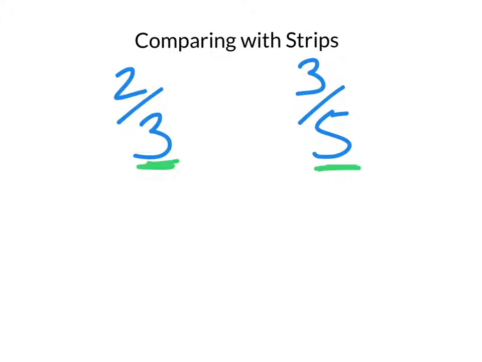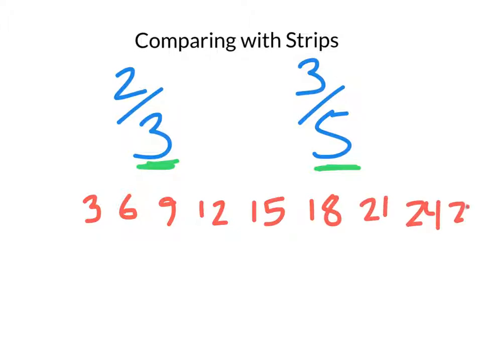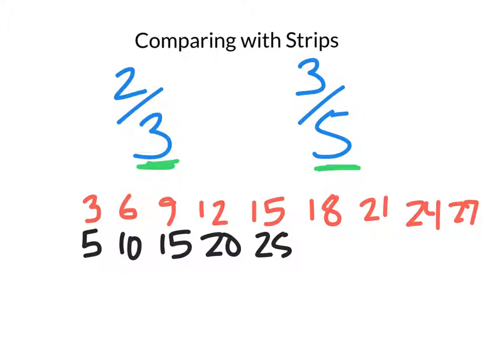Well, what I would do is start by counting by 3s. 3, 6, 9, 12, 15, 18, 21, 24, and 27. I'll stop there. Now I'm going to count by 5s. 5, 10, 15, 20, 25. I'm going to stop there because I heard a number that they share. 15. Yeah, we want the smallest number they share. That's good. Okay, so 15 is the number. So that means I'm going to draw strips that are 15 centimeters long.